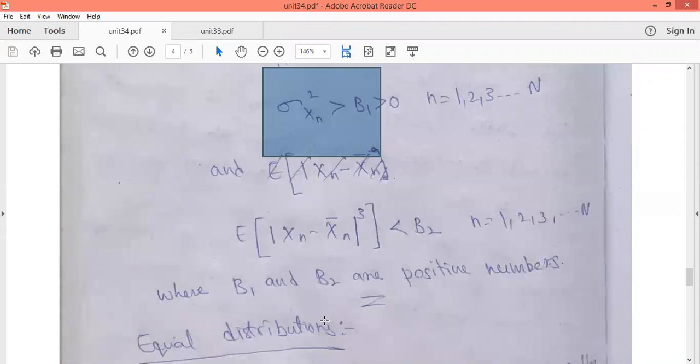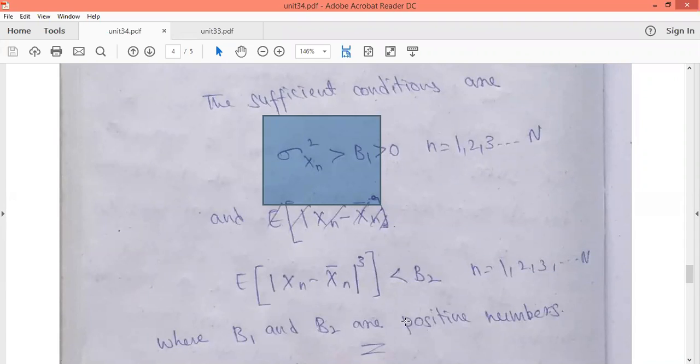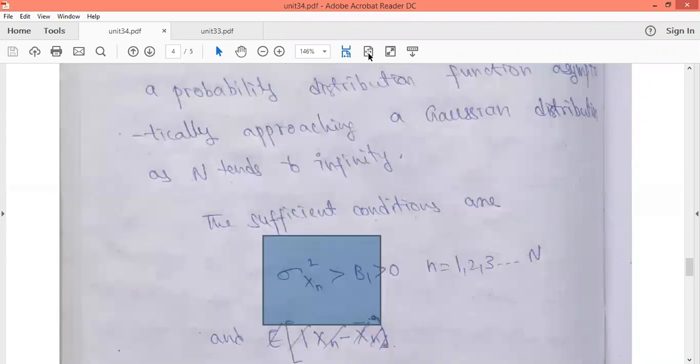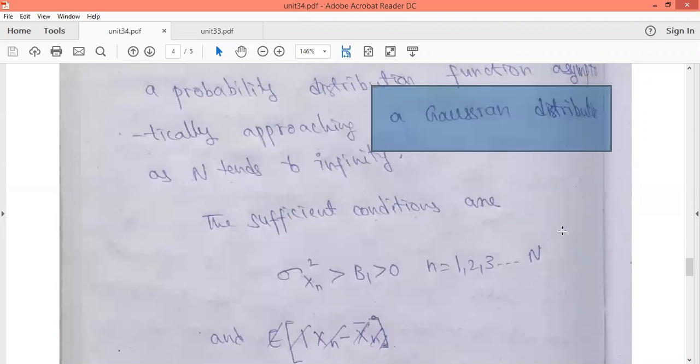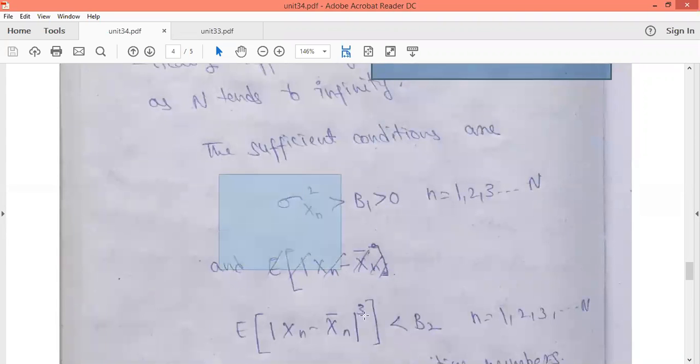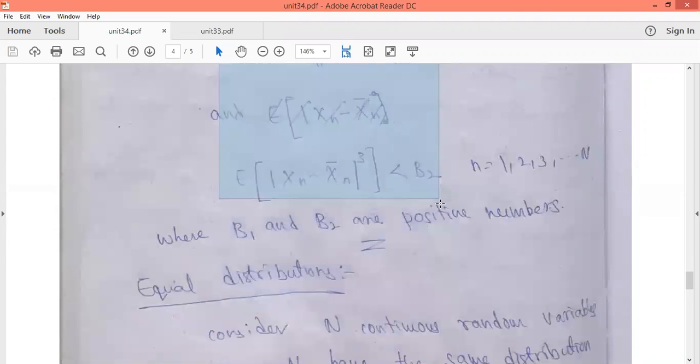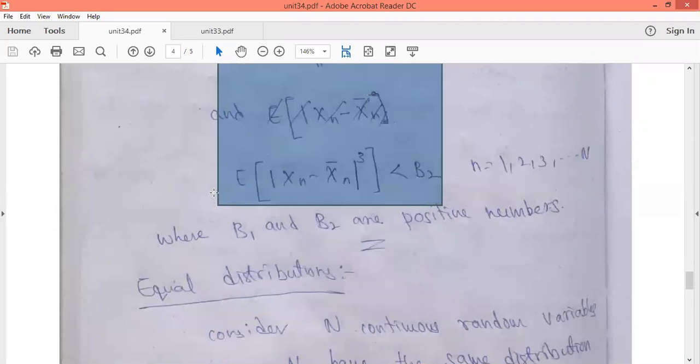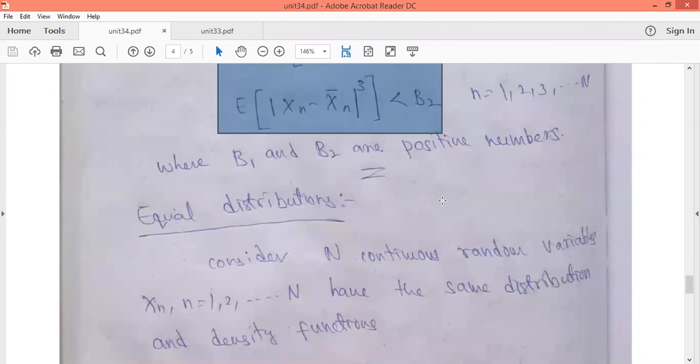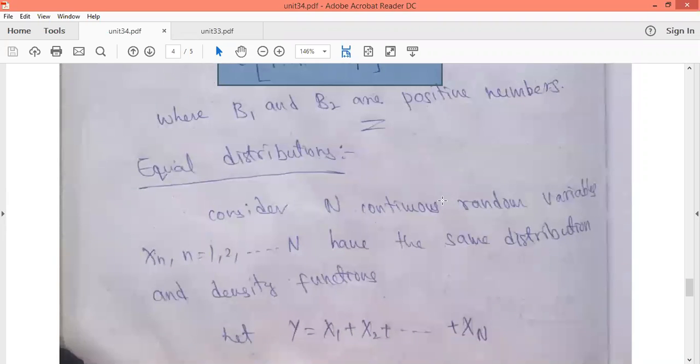So b1 b2 should be positive. This is the sufficient condition for the distribution function of the sum of n random variables to be a Gaussian distribution function. So if these two conditions are satisfied, the variance should be positive and the expected value of mod xn minus xn bar whole cube should also be positive. This is the case for unequal distributions.